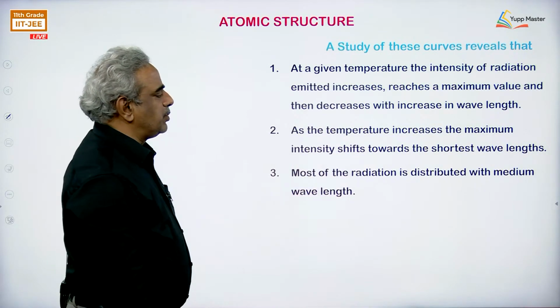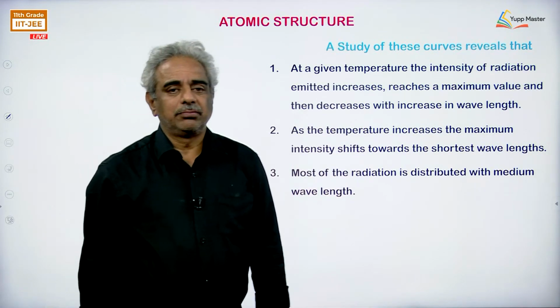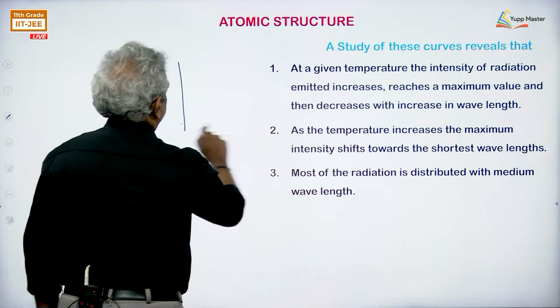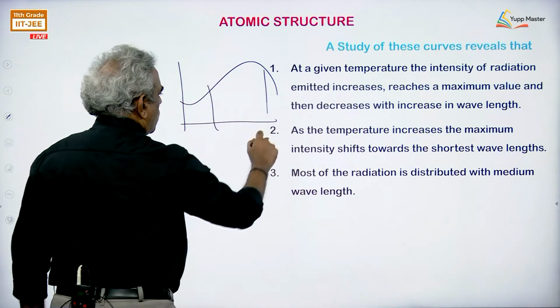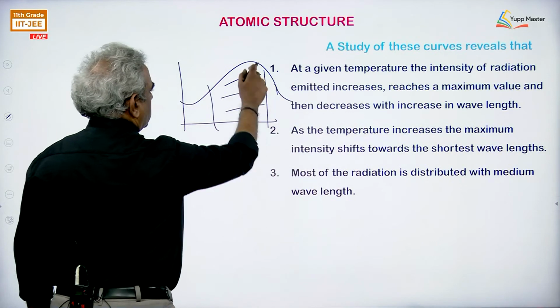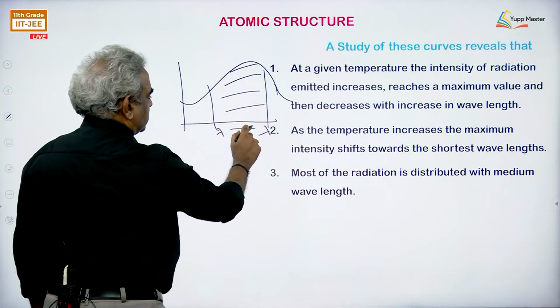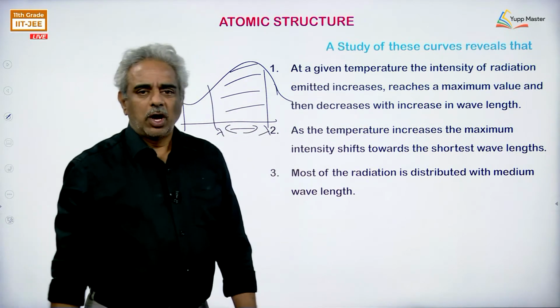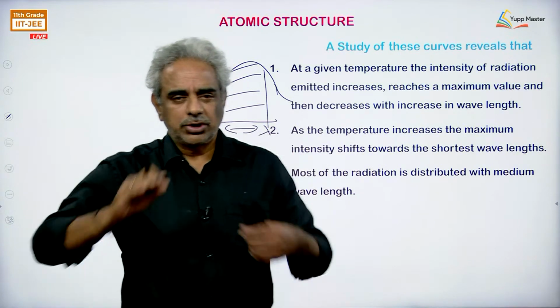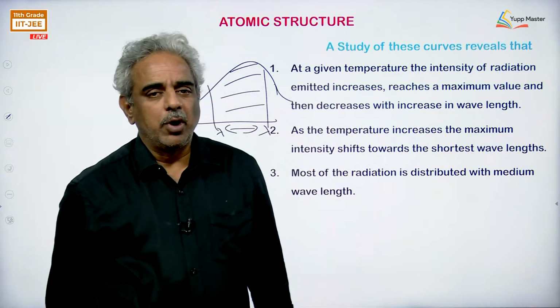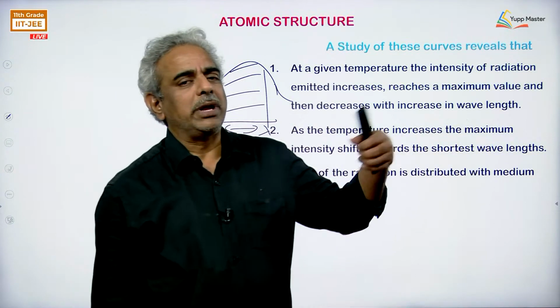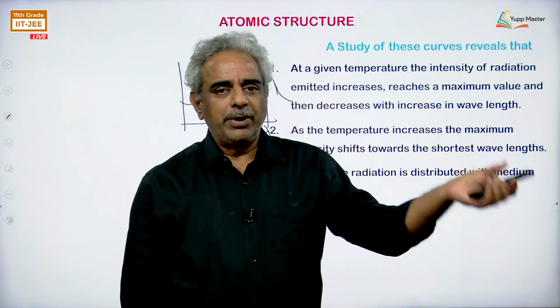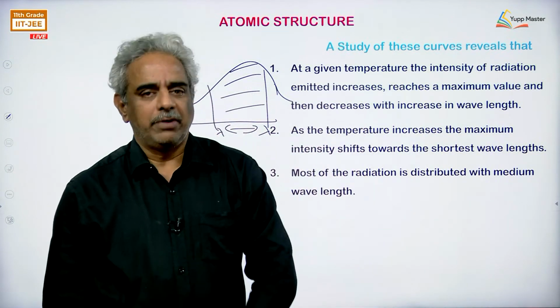Most of the radiation is distributed with medium wavelengths. Most of the radiation is with moderate wavelengths. Obviously, most of the vibrations will be uniform within a body. Very few will undergo very severe vibrations, and very few will undergo very mild vibrations.